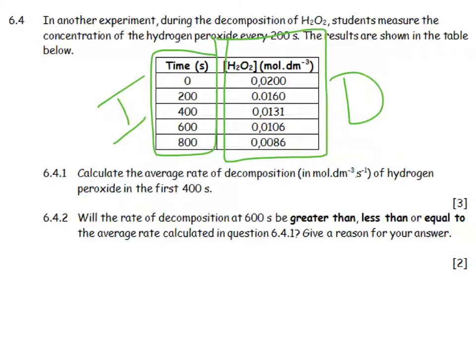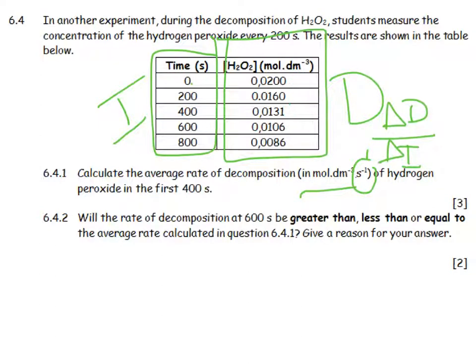Calculate the average rate of decomposition. And there it is, moles per cubic decimeter per second. So I'm going to take a change in my dependent variable and divide it by a change in my independent variable and see what I get. I want the average rate, so I want start to end. So I am going to go 0,02 minus 0,086, and I am going to divide that by 800. And it's for the first 400 seconds, so I'm going to use 0,02 minus 0,0131, and I'm going to divide that by 400 seconds.